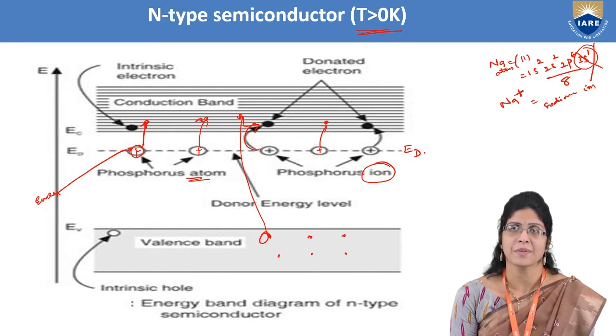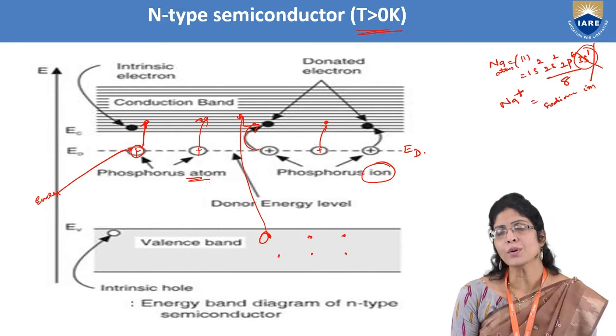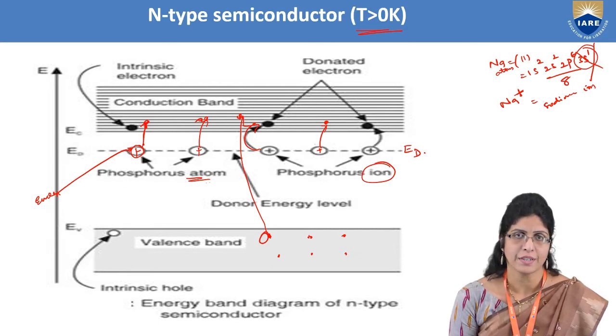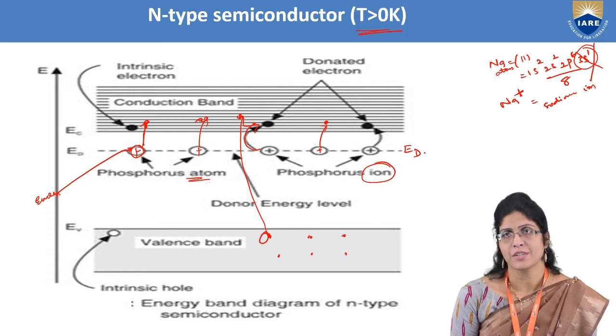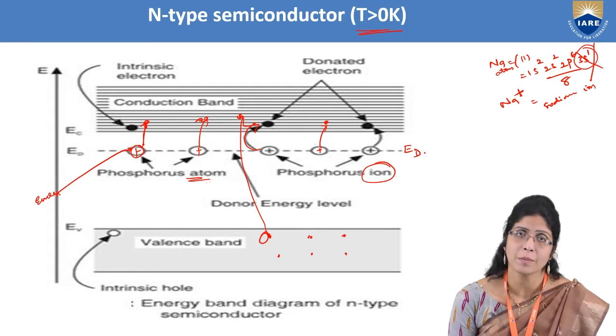hence you call this an N-type semiconductor. So when you take an intrinsic semiconductor, dope it with a pentavalent impurity, and raise the temperature, the number of the free electrons in the conduction band will be more.